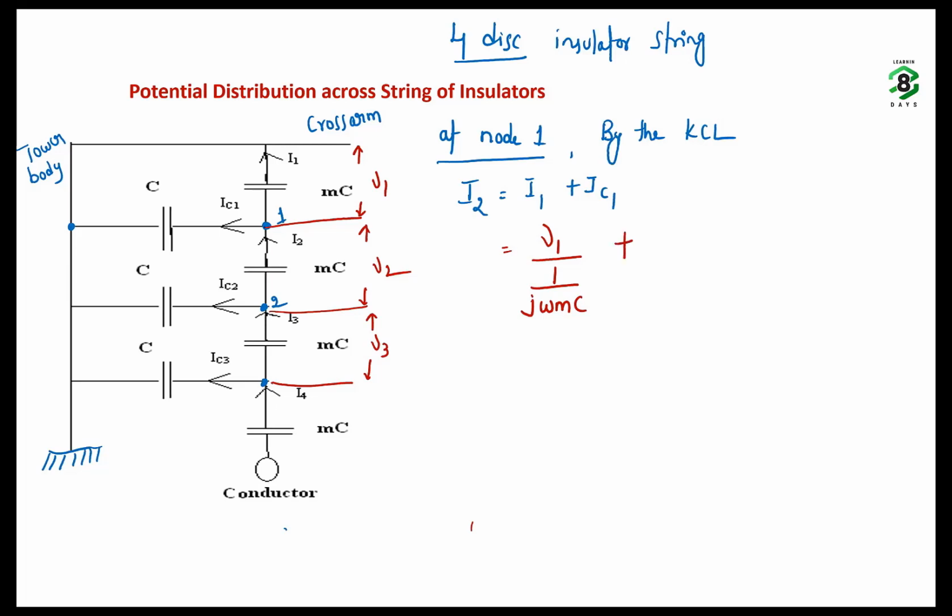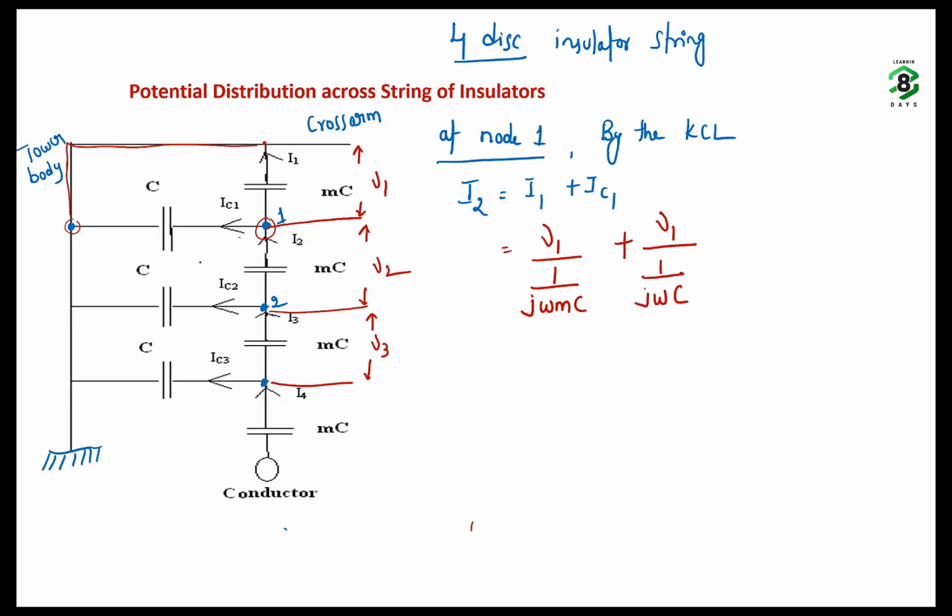The voltage between node 1 and the cross arm is V1. Similarly, the voltage between node 1 and the tower body is also V1, because these two points are at the same potential. So IC1 also becomes V1 divided by the impedance between node 1 and the tower body, which is 1 by j omega c.